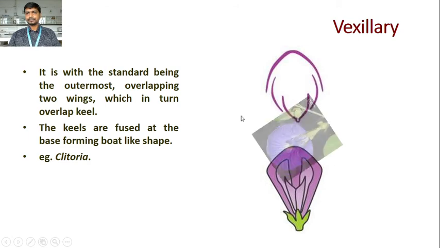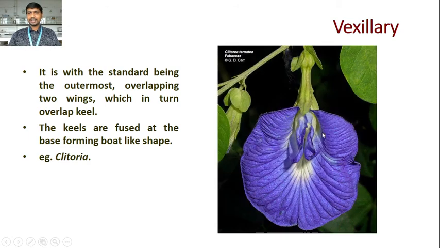So this is the flower of Clitoria, where this is the vexillum, which is the largest, which overlaps the two lateral wings, which in turn overlap the boat-shaped cavity formed by the keel. So this is the vexillary estivation, for example Clitoria.